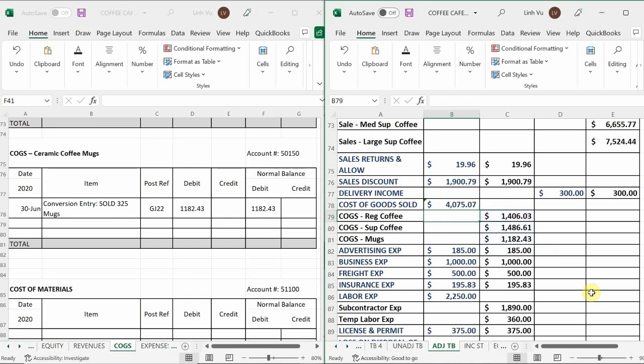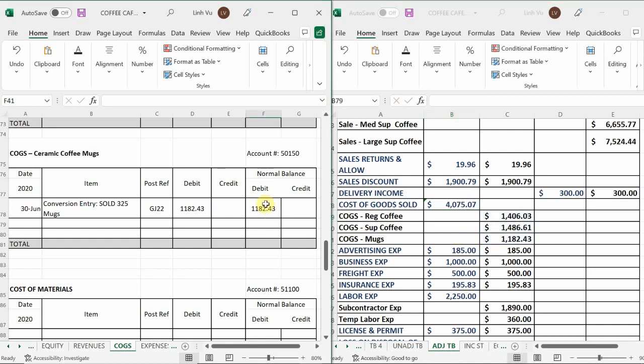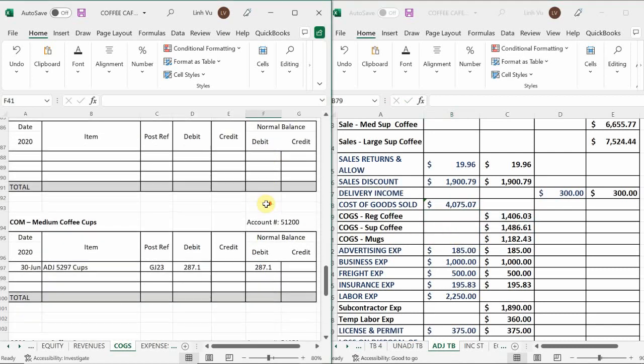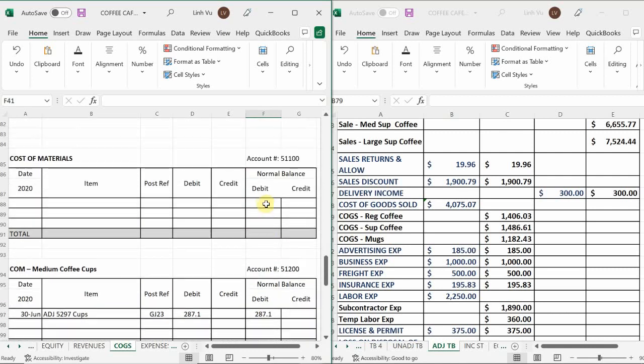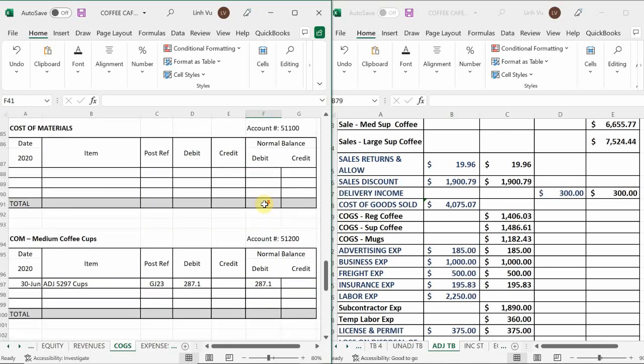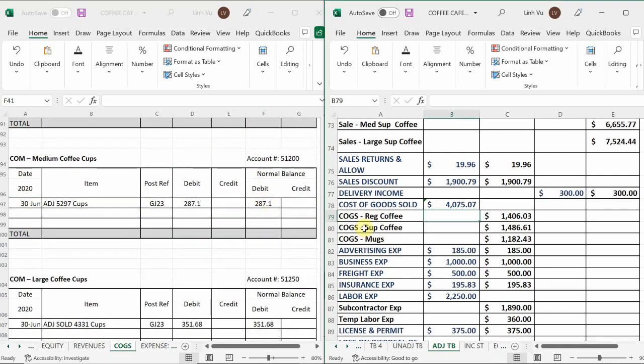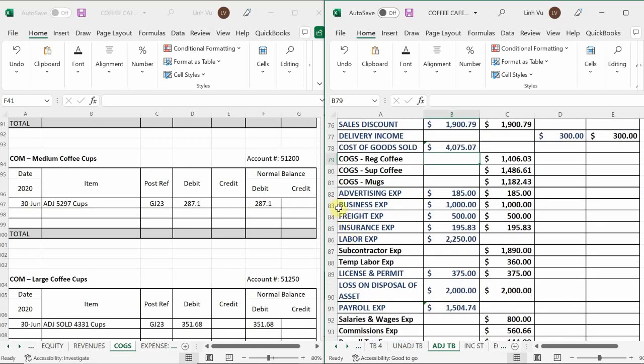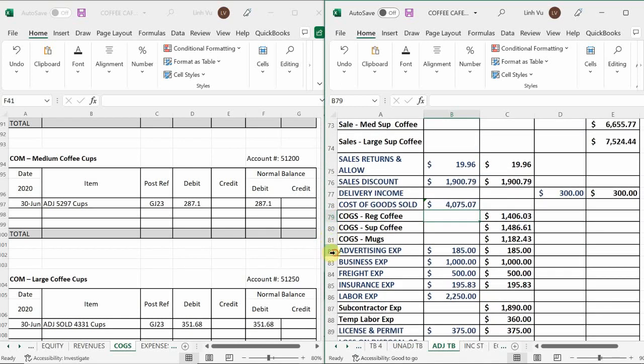Okay. To a total of $4,075.07. Okay. But we also adjusted our business supplies, right, through the cost of material. So I also need to include all of those in here.